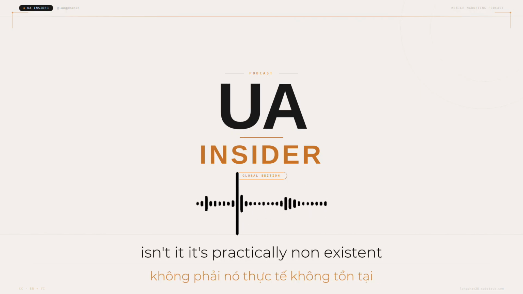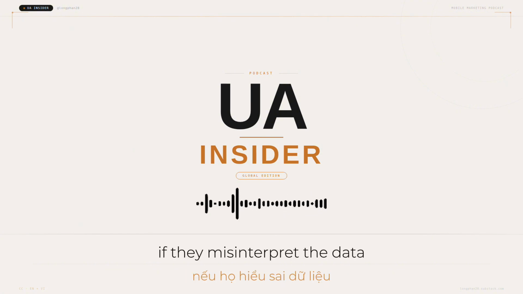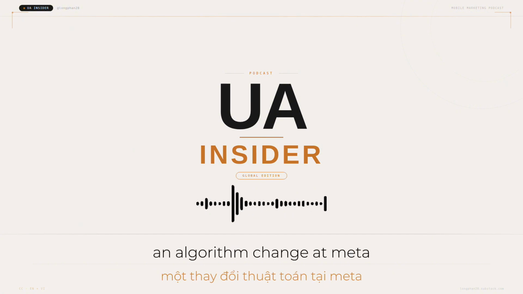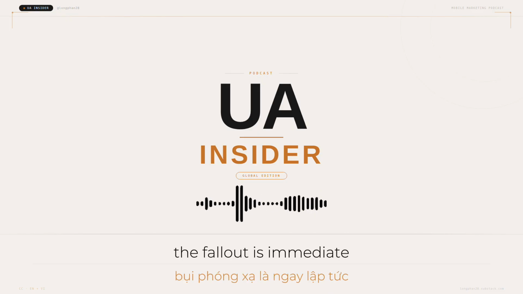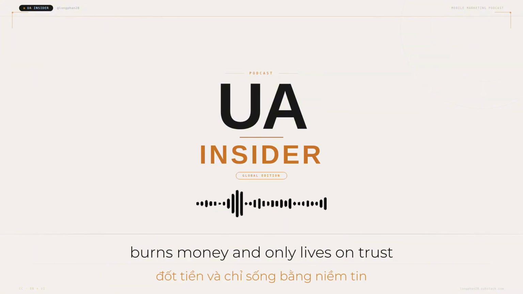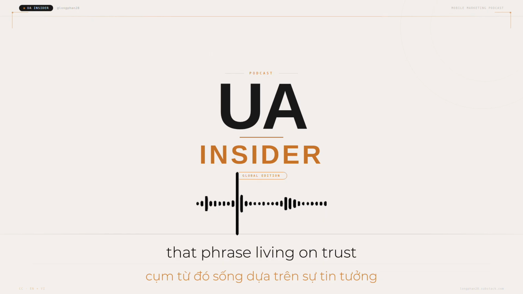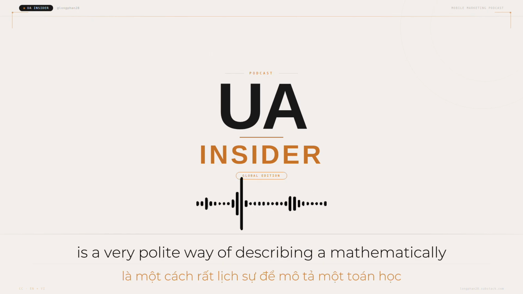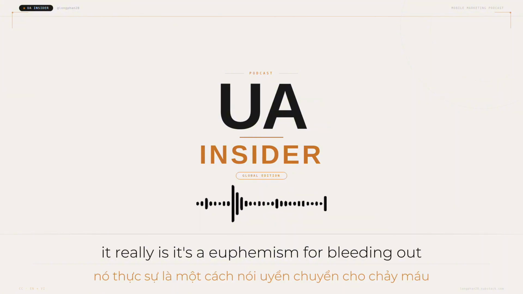It's practically non-existent. If the UA strategy falters, if they misinterpret the data, or if, say, an algorithm change at Meta suddenly doubles their acquisition costs, the fallout is immediate. The analysis states that a failing app, quote, burns money and only lives on trust. Lives on trust. Yeah. That phrase, living on trust, is a very polite way of describing a mathematically doomed enterprise, isn't it? It really is. It's a euphemism for bleeding out.